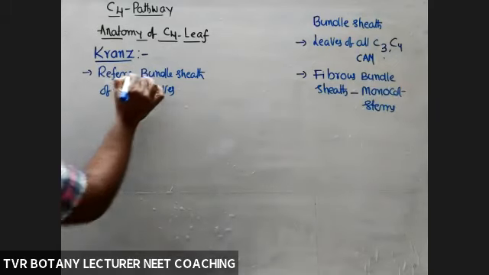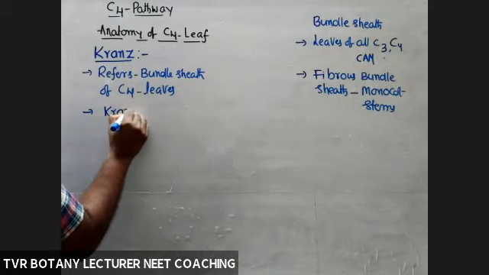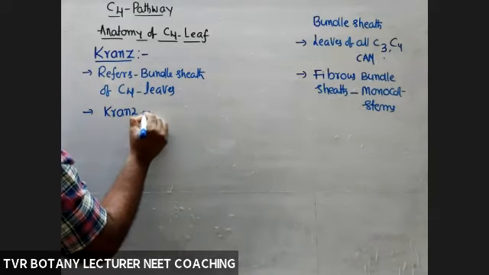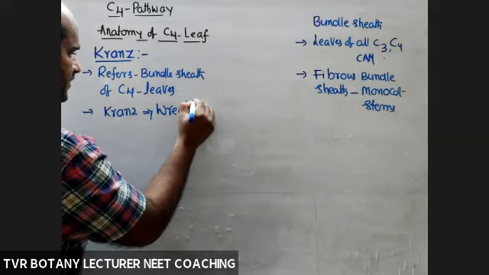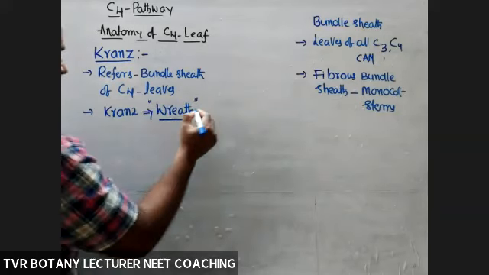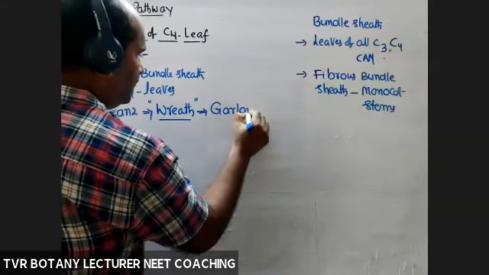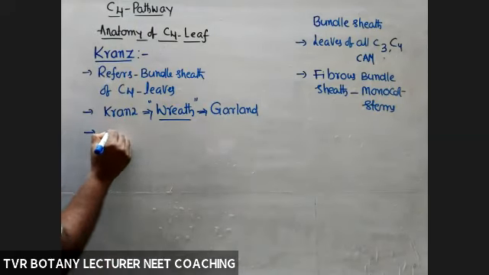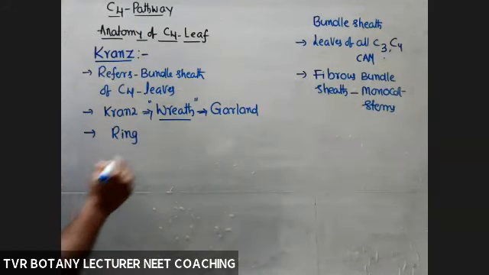So what is Kranz? Kranz is a German word. Kranz is equal to wreath. Wreath is equal to garland. Garland means a ring-like arrangement of bundle sheath cells. So what about Kranz? It refers to a ring-like arrangement.